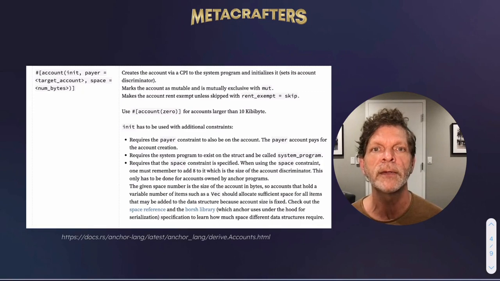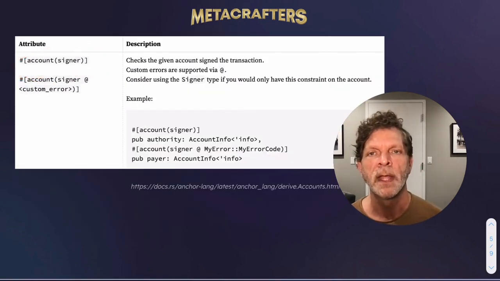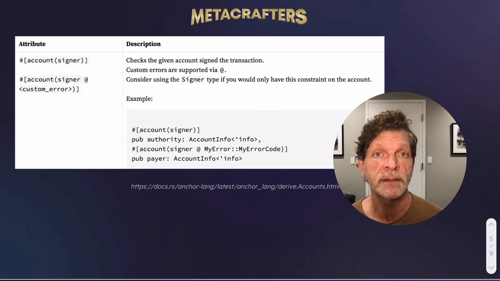Now let's look at a few other interesting constraints. Account signer checks the given account signed the transaction. In the previous lesson, we just learned about the Signer account type that does the same thing. So why do you think there's also a constraint that verifies an account signed a transaction?